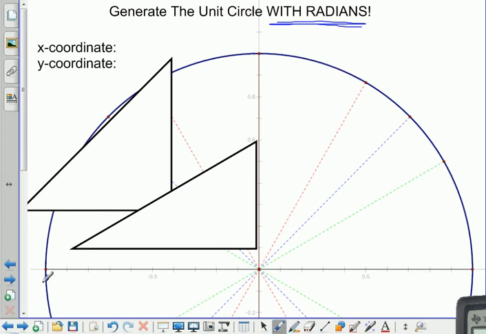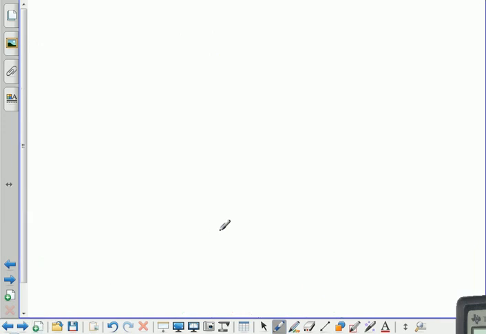Just to give you an idea of what the quiz is going to look like tomorrow, because we're going to start the unit circle quizzes tomorrow. Here's what the quiz looks like. Ready? It's not a blank circle, it's going to be a blank piece of paper that you provide. So walking into the classroom, you're going to bring in a piece of paper.